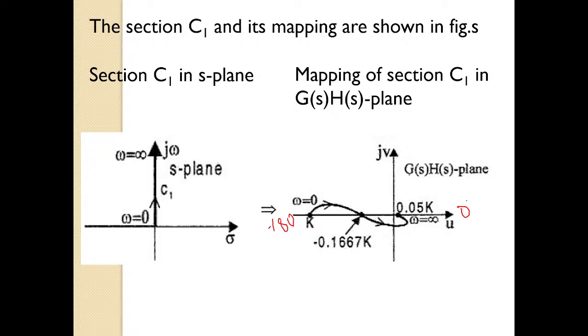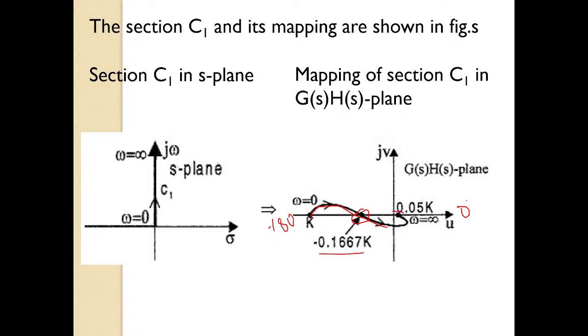Our angle was minus 180, and the magnitude is K. So the plot will start here. Even though it is moving through the second quadrant, it has to pass through the crossing point on the real axis, which is minus 0.1667 K. Therefore, even though its plot has started in the second quadrant, it will go to the third quadrant, and it has to reach the 0 degree axis, that is our reference axis, isn't it?